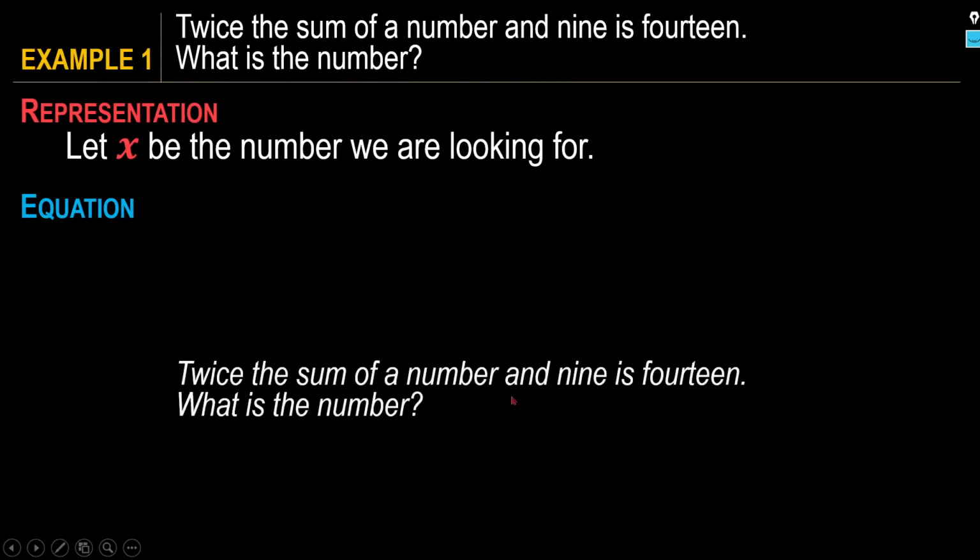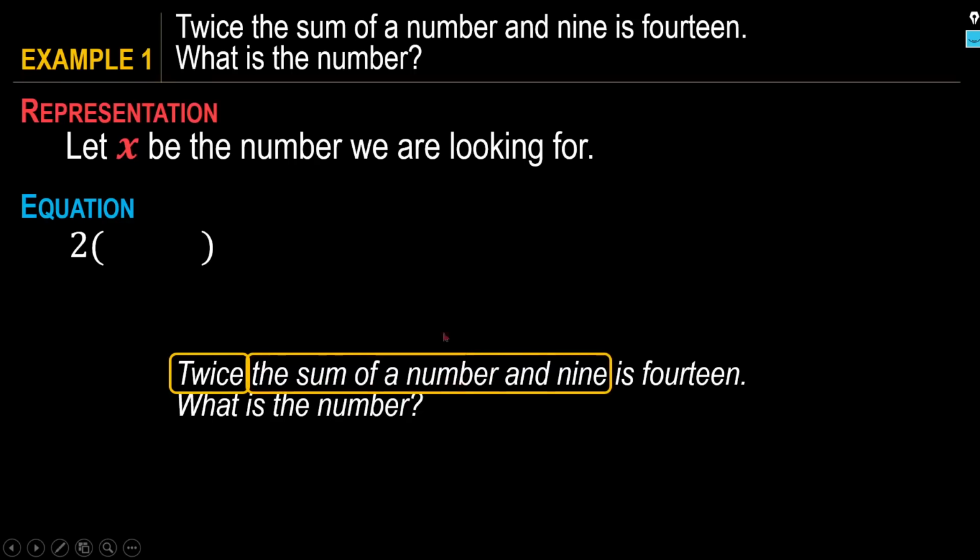Now, look at this. Let's copy our problem here, and let's dissect our problem. Look at the first word there, twice. Ano nga ibig sabihin ng twice? Doble, 2 times something. That is what twice means. Twice what? Let's continue dissecting. Twice what? The sum of a number and 9. A number. Hindi natin alam nga yung number na yun. But we represented that number with the variable x. So the sum of a number and 9 translates as x plus 9. Di ba? So twice that. Twice the quantity x plus 9.